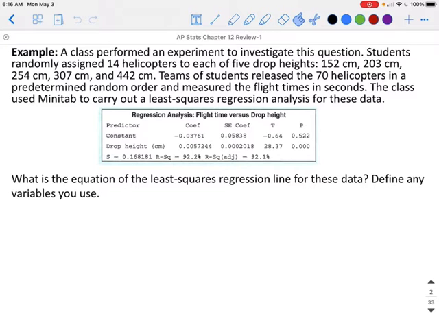Students randomly assigned 14 helicopters to each of 5 different drop heights: 152 centimeters, 203 centimeters, 254, 307, and 442 centimeters. Teams of these students released the 70 helicopters in the predetermined random order and measured the flight times in seconds. The class used Minitab to carry out a least squares regression analysis of these data.